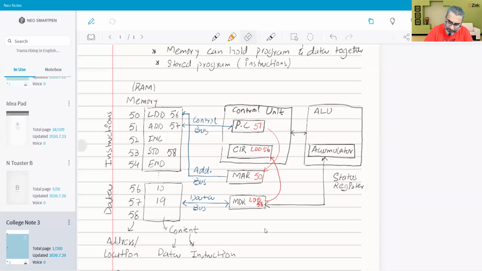This is something new for those who are coming from O level, because the status register is not part of the syllabus in O level. This status register is also under control of the ALU. Now what this status register does, it is also a general purpose register which is used for so many things.